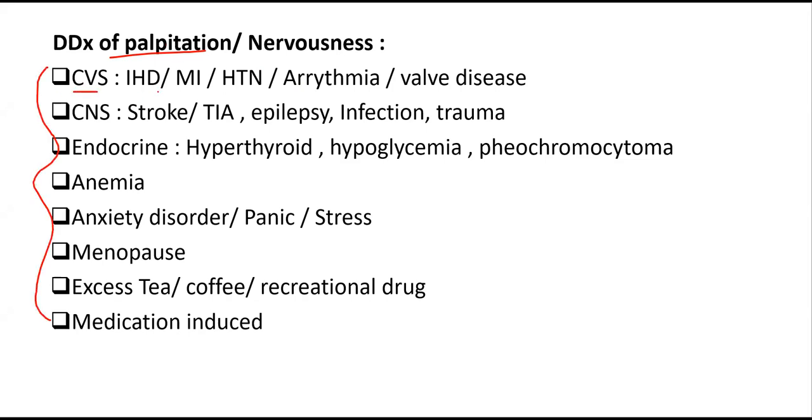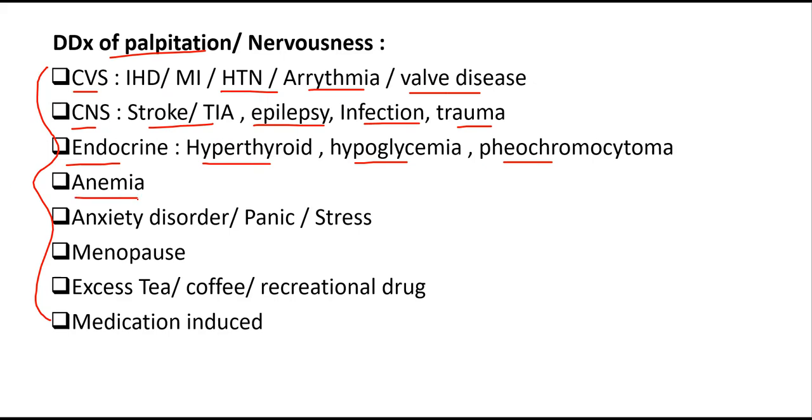So for palpitation, it could be any of these differential diagnoses. It could be CVS related, so ischemic heart disease, myocardial infarction, high blood pressure, arrhythmia, valvular heart disease. In terms of CNS, it could be a stroke or transient ischemic attack. It can be epilepsy, infection, or trauma. So in CNS, always think of trauma, tumor, infection, stroke, epilepsy. Then come to the endocrine related causes, very important: hyperthyroidism, hypoglycemia, and pheochromocytoma.